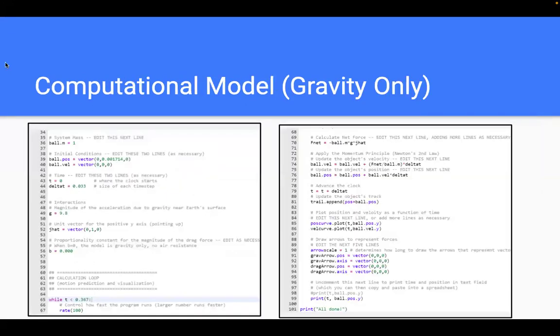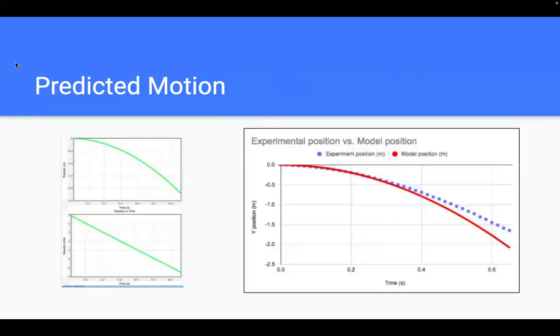Here is the computational model with gravity only, where the initial position, initial velocity, and no drag is included with the last time of observation, the weight force, and the update equations are present. Here we have the predicted motion of the ball, and the velocity is decreasing at a fairly constant rate. Due to the acceleration from the gravity being constant, the slope is not flattening over time, as we can see.